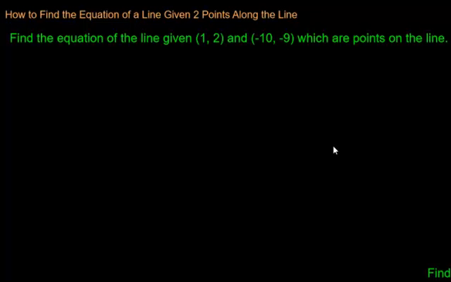Okay, so today we're going to figure out how to find the equation of a line if you're given 2 points along the line. It sounds a little confusing, but if you watched a previous video, you'll notice I showed you how, when you're given 2 points, kind of like what we have right here and right here, to find the slope of those two lines.